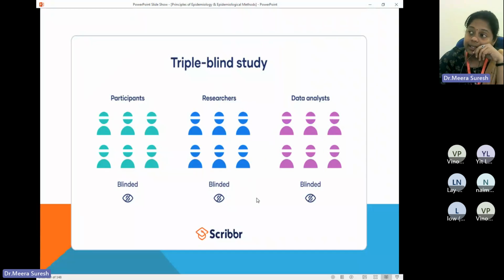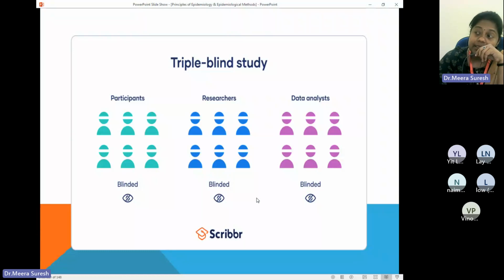And the third is that even the data analysts will be blinded. Sometimes it is possible that the data analysts do some manipulation in the study for their own benefit, especially for publication, because they want the study to be positive. They want the medicine that they introduced to be very effective. So the values given by the researchers may be manipulated. To avoid that, even the data analysis will be blinded.